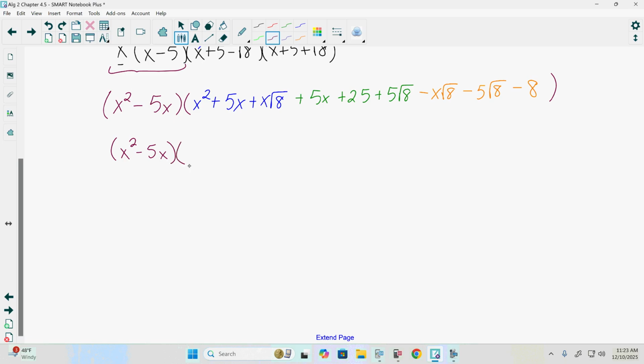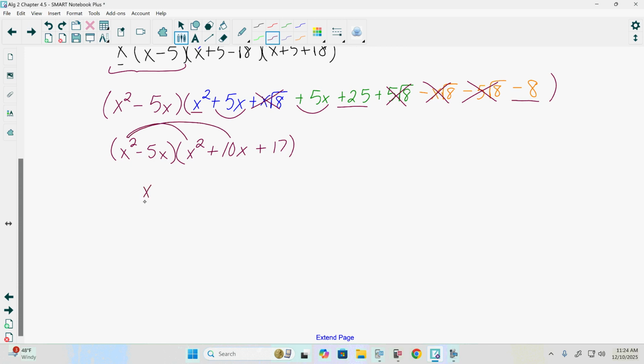Now, once we get this whole thing, we'll need to simplify. X square roots of 8, negative x square roots of 8 cancel. 5 square roots of 8, negative 5 square roots of 8 cancel. X squared does not have any like terms. Our x term, we have 5x plus 5x, which would be plus 10x. And 25 minus 8 is positive 17.